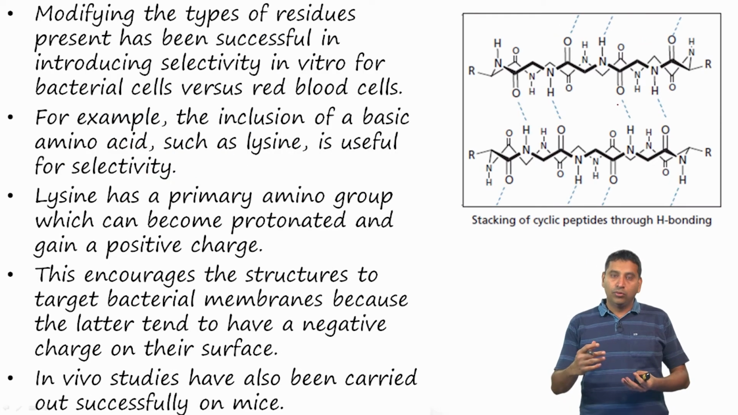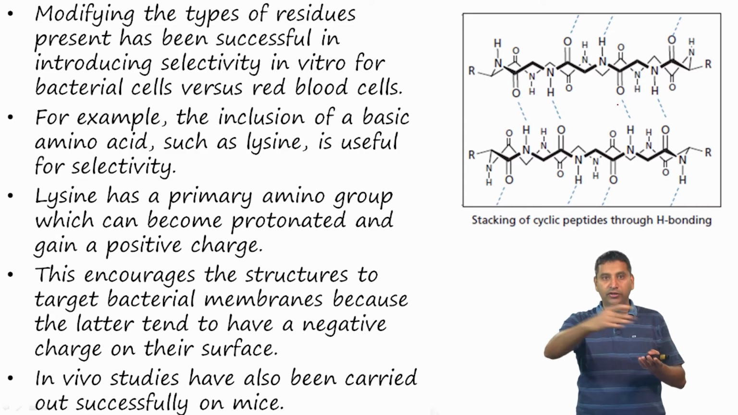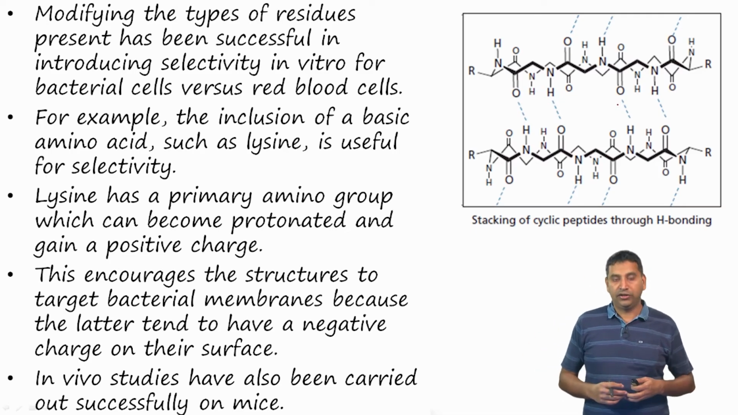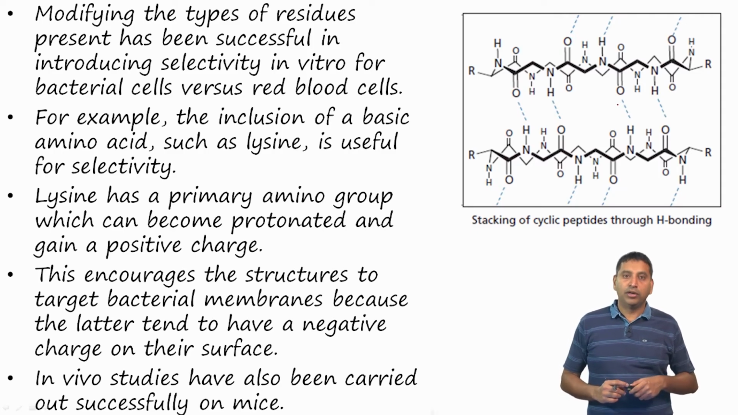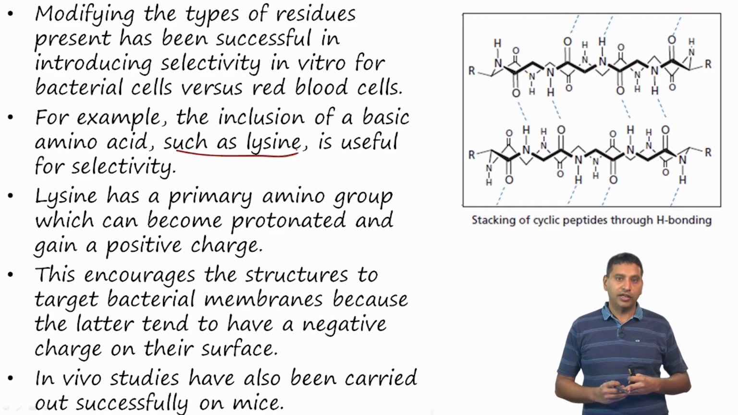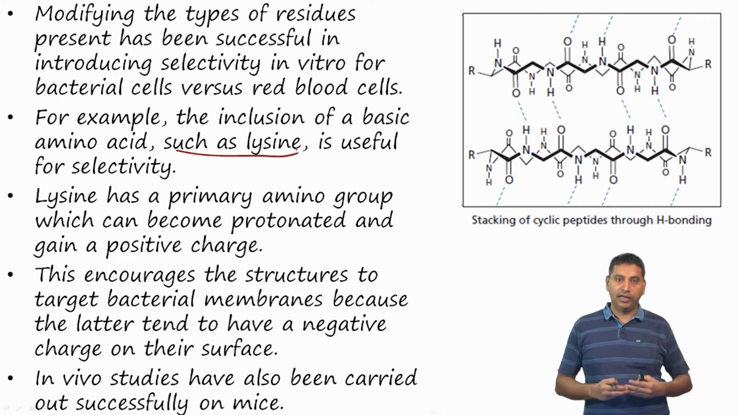What this allows us to do is, if we can modify the side chains, then we could think about imparting selectivity in vitro for bacterial cells versus RBCs. Otherwise, these cyclic peptides are known to be toxic to red blood cells as well, and they can cause what is known as hemolysis. For example, you can include the basic amino acid lysine, which can be useful for such selectivity. Lysine has a primary amino group, which we have already looked at earlier, and this can allow for protonation, and once it gains a positive charge, it becomes ionic.